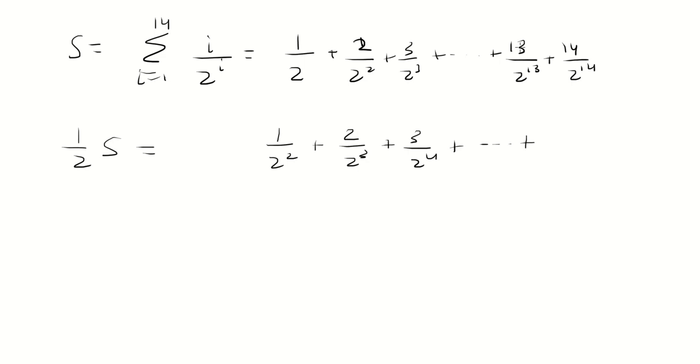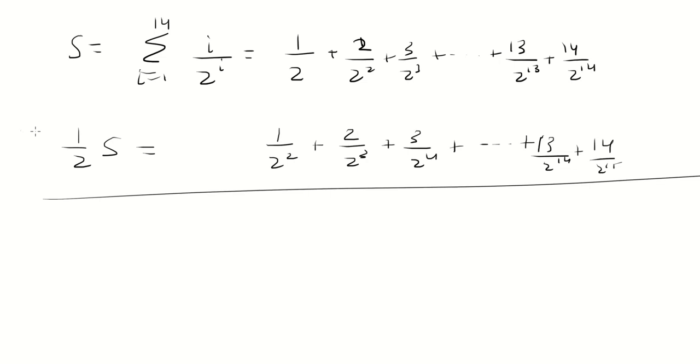plus, I'm going to skip the last one here, and I'm going to go over here. That's going to be 13, we'll do this one, 13 over 2 to the 14th, and then 14 over 2 to the 15th. So when I subtract these, S minus a half S is 1/2 S. And then I'm going to pair them up like this.